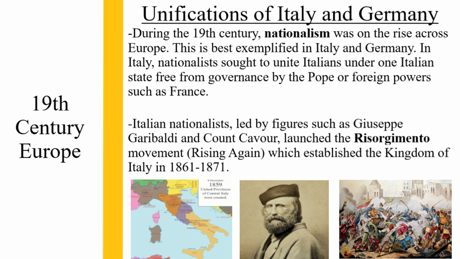through 1871. And here we can see three pictures. Italy was divided between the Papal States in the middle, the Kingdom of Two Sicilies in the south, and then a few states in the north.